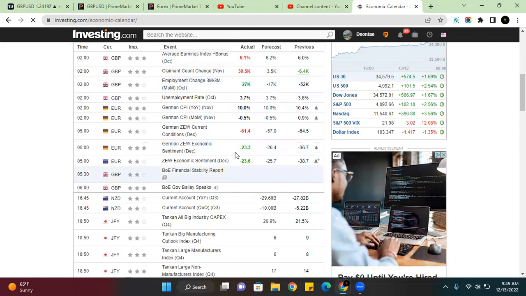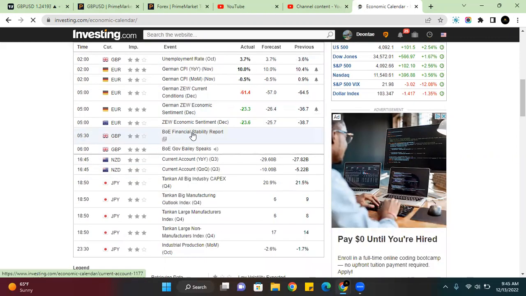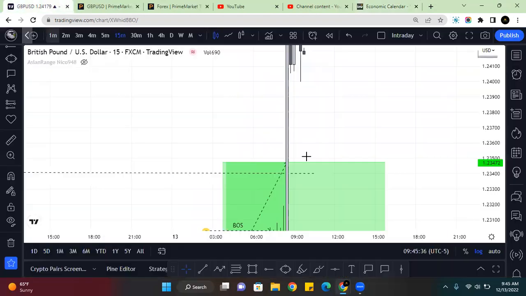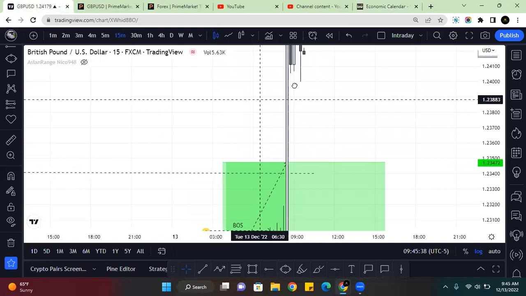Neutral for the euro. Positive for the euro, high impact. Positive for the euro, medium impact. And then you had the Bank of England financial stability report, but most importantly today you had Bank of England Governor Bailey speaking, and that is what likely caused the volatile spike. Right, you have some NZD news and some JPY news, but I don't trade JPY pairs at all. I do trade NZD pairs, but that caused a volatile spike.